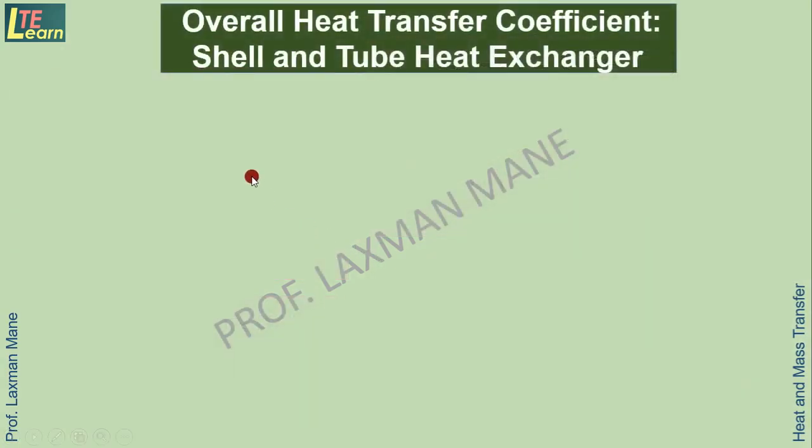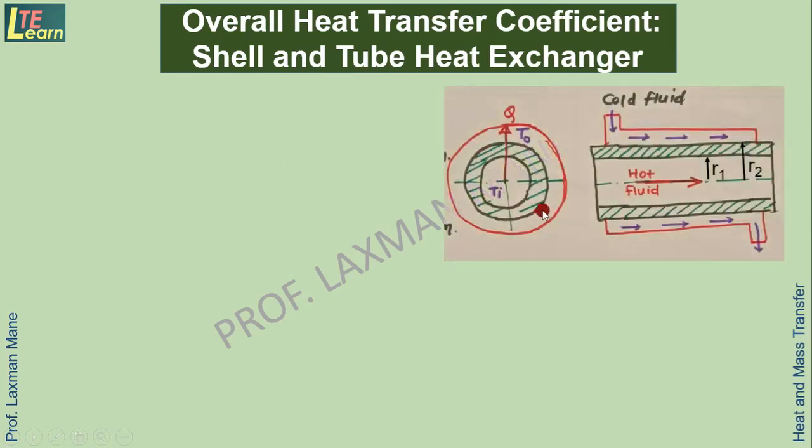This is the second case, overall heat transfer coefficient in case of shell and tube heat exchanger. In this diagram, on the tube side hot fluid is flowing and on the shell side cold fluid is flowing. There is heat transfer between these two fluids. Here the hot fluid is passing through the tube. Its inner surface is at radius R1 and outer surface is at radius R2.